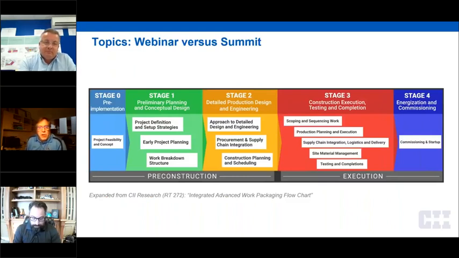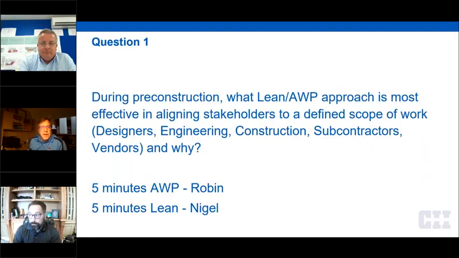In today's session, what we're going to do in the summit is much broader than what we can do here in an hour. So during the summit, we're going to address all these different topics between AWP and lean, through all the project life cycle. So this is not meant to be a workflow, but meant to be topics within each of these different stages that a project or portions of projects would follow. So we understand there's a blending. We're going to focus on two general questions, one in pre-construction and one in execution today, that Nigel and Robin will both address. So without further ado, I think we'll start with question number one.